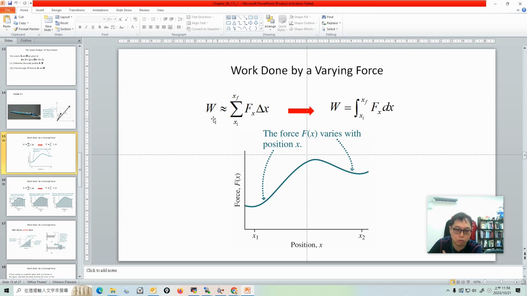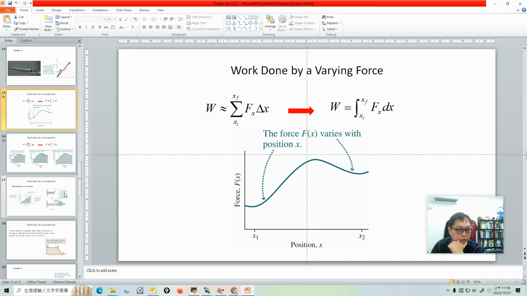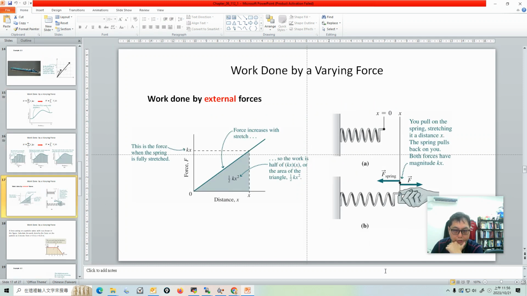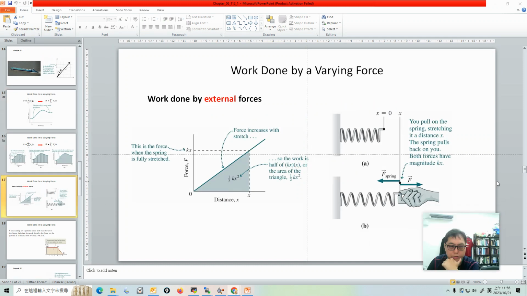So we need to use the calculation skill called integration. So first of all, how does the force vary with displacement? A very simple example is the spring. Yeah, the spring, the most simple example.